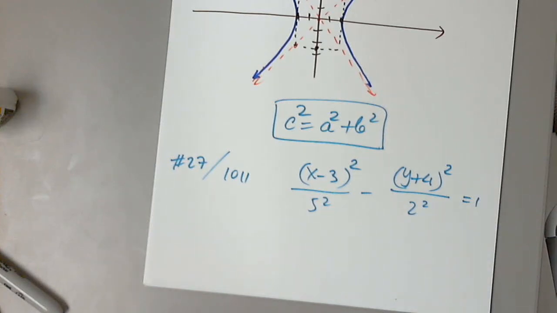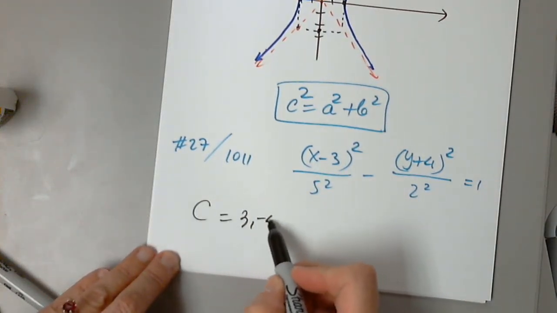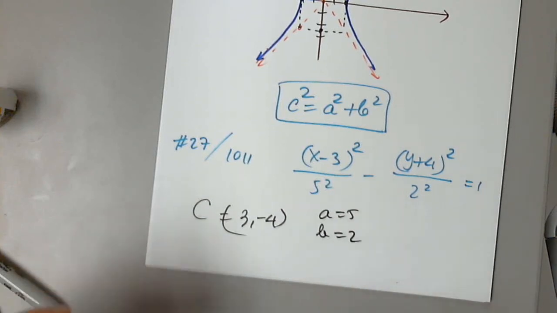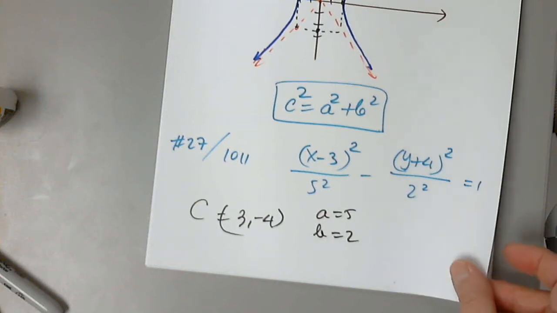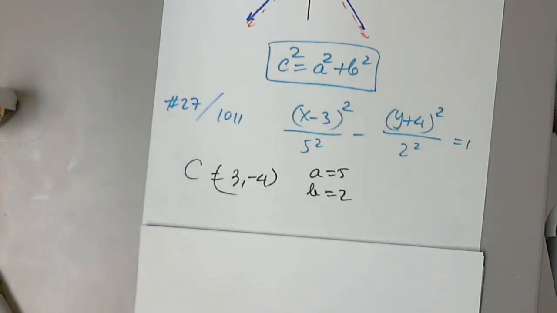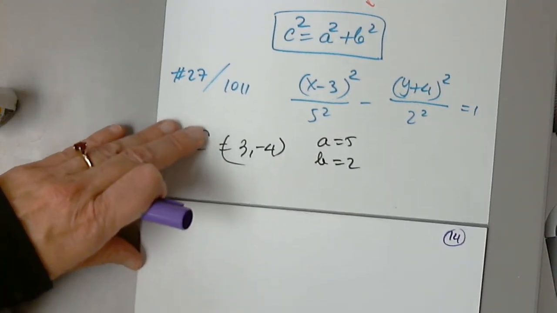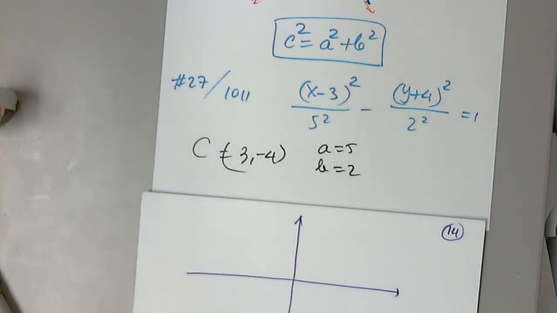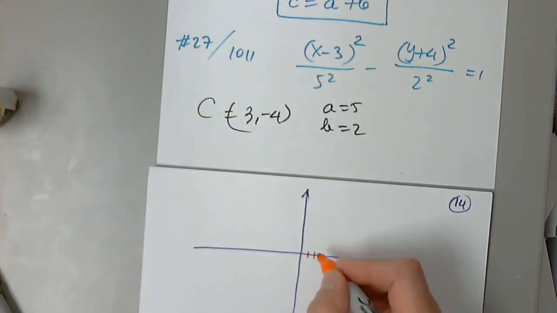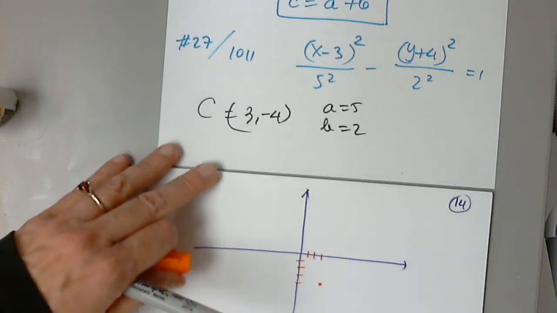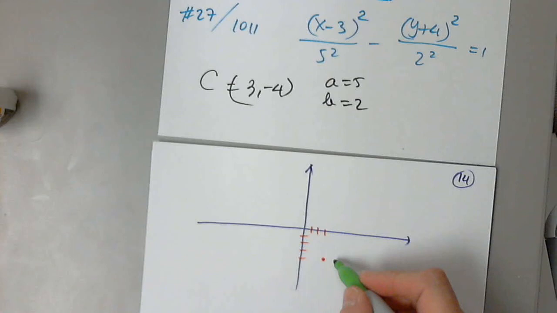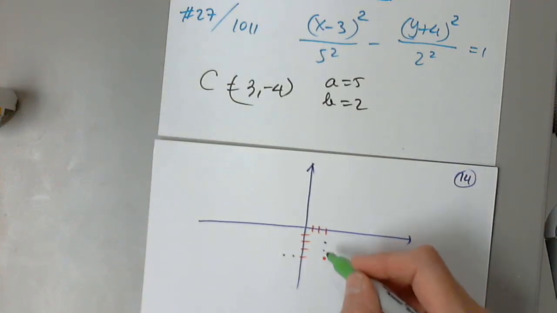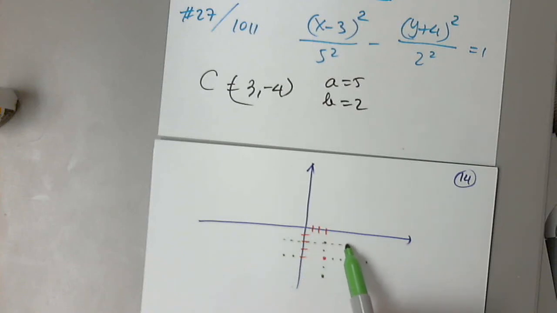By the way, what is the center? Yes, 3 comma negative 4. The center is 3 comma negative 4. Then A is 5 and B is 2. Would you agree with that? Okay, perfect. If I were to graph this, I would have to plot the center first. 1, 2, 3, 1, 2, 3, 4, right here. You already told me that A is 5. 1, 2, 3, 4, 5. And B is 2. 1, 2. So here's the rectangle.